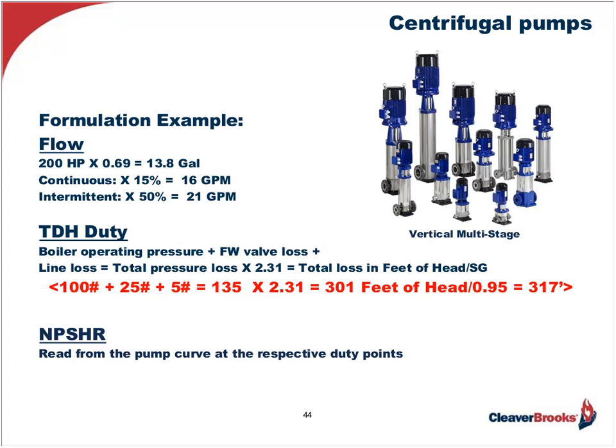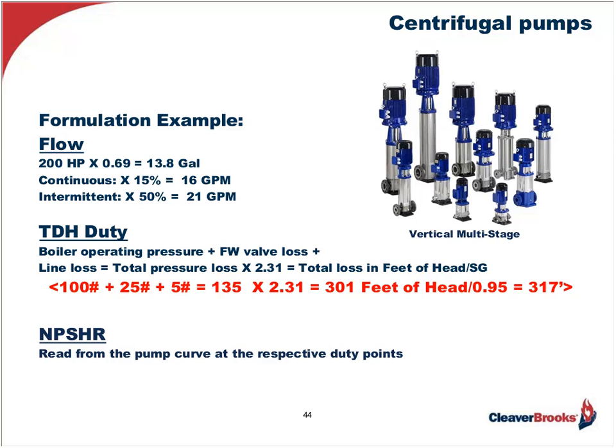We'd be at 21. So the boiler operating pressure, as far as calculating the total dynamic head, we take the boiler operating pressure plus the feed water valve loss plus the line loss equals total pressure, times 2.31 to get us into feet, and then we divide that by the specific gravity of the water at that temperature. And this would be about 227 degrees. At 60 degrees, it would be 1. At 227, it's 0.95. So you see the math down below.